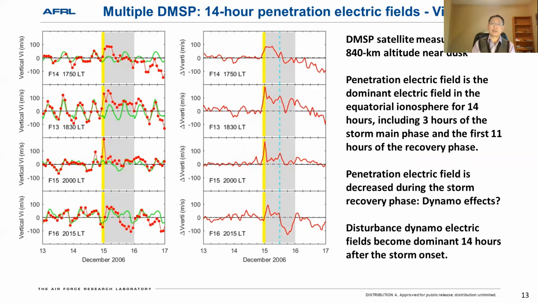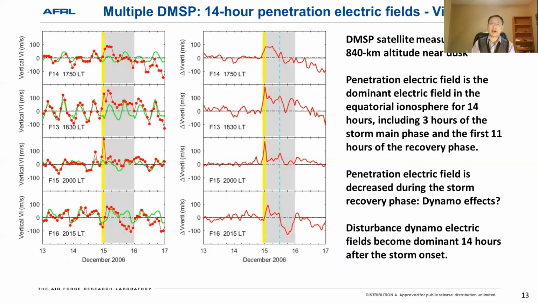This slide shows the equatorial vertical drift measured by 4 DMSP satellites at an altitude of 840 kilometers in the dusk evening sector. In the left panel, the green curve represents the quiet time reference of the vertical drift, and the red dots represent the measured drift. The right panels show the difference between the storm time drift and the quiet time reference. This difference is the net change of the equatorial vertical drift caused by the magnetic storms.